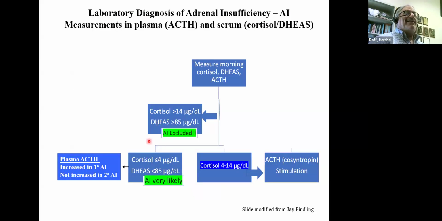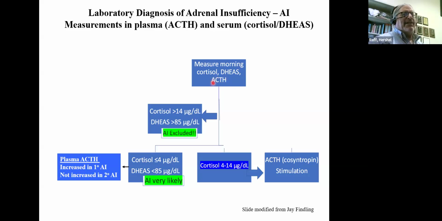Now, this is the simplest approach, and in fact, is the approach we use. We don't start out with the $1 million workup. If we suspect adrenal insufficiency of any kind, don't care what causes it, we measure a morning cortisol, DHEAS, and we usually grab an ACTH. The reason is, in some of the guidelines you'll read, they say, oh, you'll measure the ACTH later.